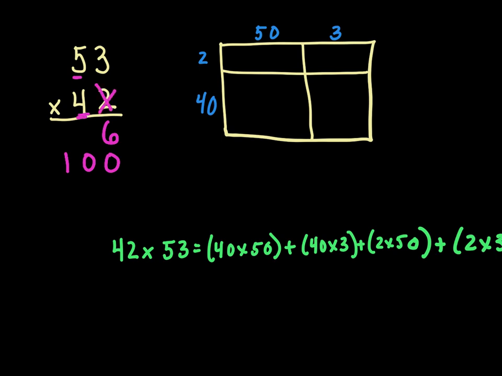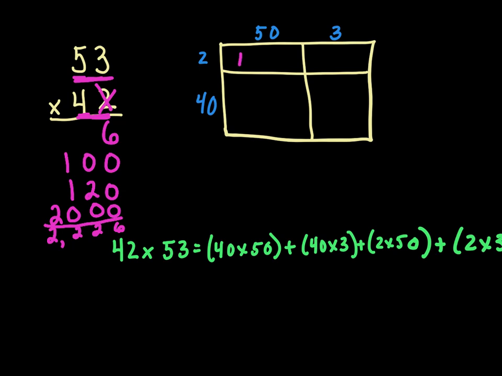We go to the 10s over here, and that's a 40. So 40 times 3 is 120. Then we go to the 5. That's really a 50 times the 40 is 2,000, and then the 2 extra zeros. Add up our partial products. We get 6 in the ones, 2 in the tens, 1 in the hundreds, and 2 in the thousands. 2,226 is our product. Now let's try it over in the area model.